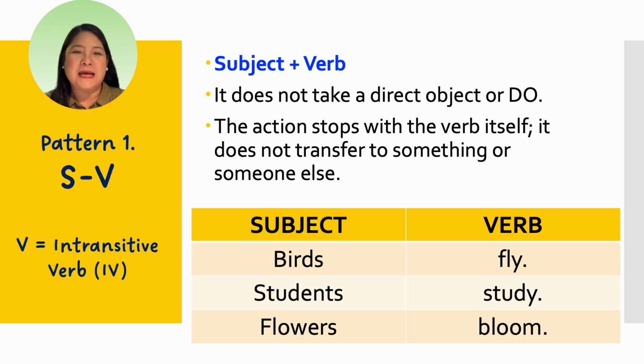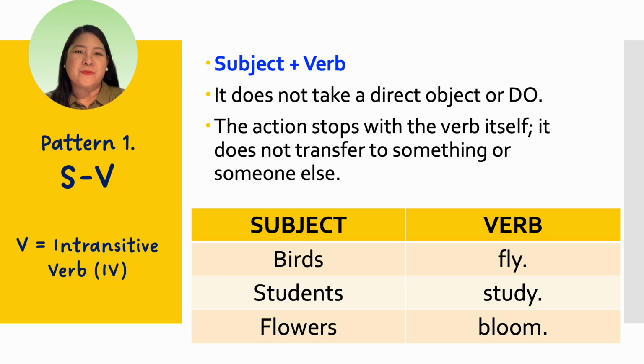Birds fly. Students study. Flowers bloom. These sentences are actually short but complete. Okay, they already express a complete thought. So if you say birds fly, you know what it means. Students study, it's complete already. The idea is already there. Flowers bloom, it's complete also.